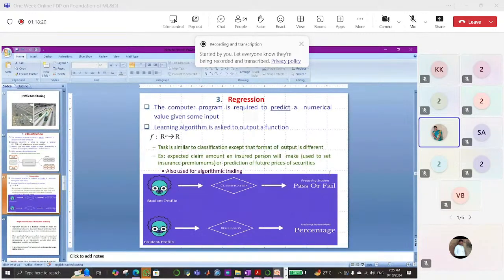Next, regression. The same student profile we can explain for classification, and at the same time for regression also. In classification, we want to know whether the student passes or fails only, whereas in regression, we want the percentage of that student also. So this is the regression example and this is the classification example. Classification: pass or fail. Or here we can predict the student marks, the percentage.